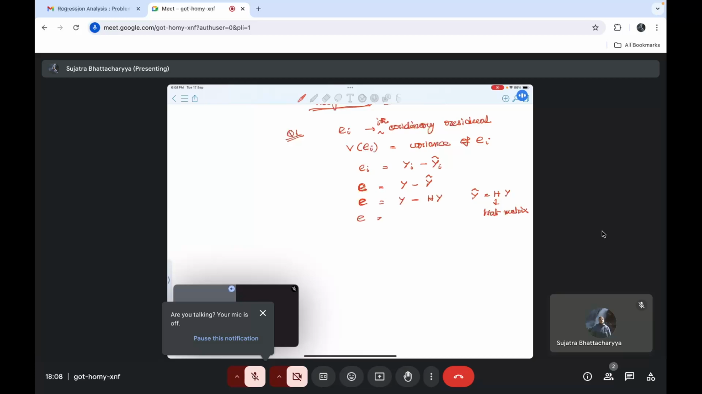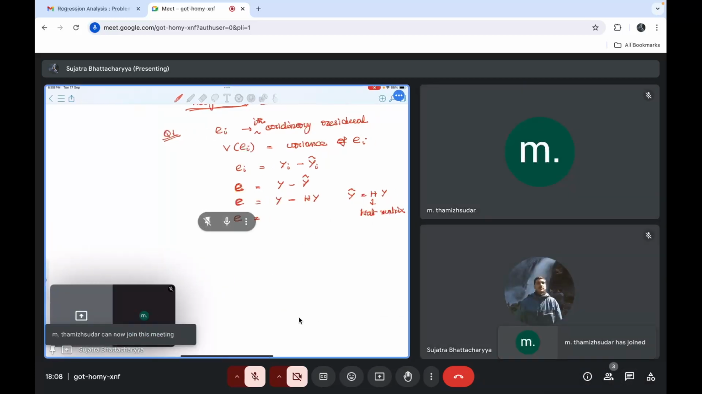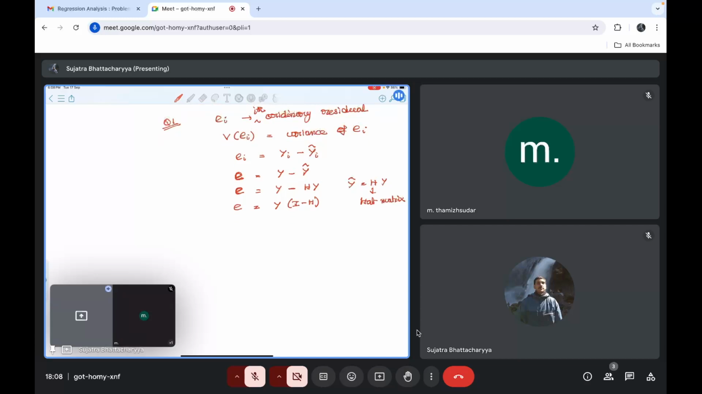Finally, we can write this as Y times (I minus H). So this is your ordinary residual. You can call it a matrix or a vector, because it is one-dimensional. The ordinary residual can be written like this. Now you have to find the variance of E. Let's forget about EI and talk about the variance of E, supposing you want to find it for the entire matrix.